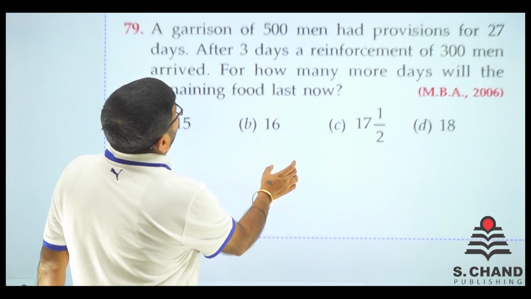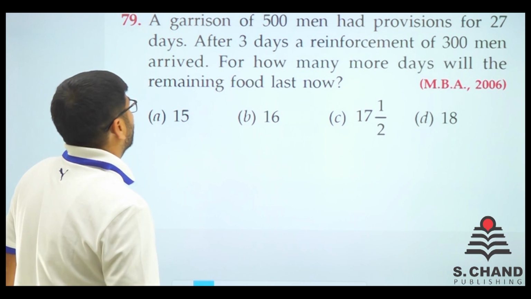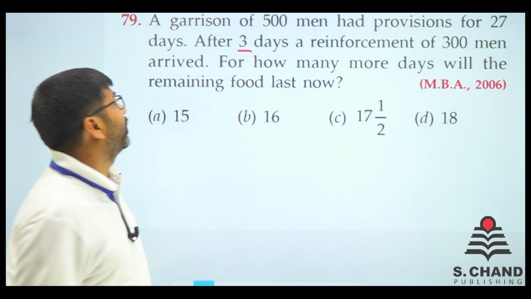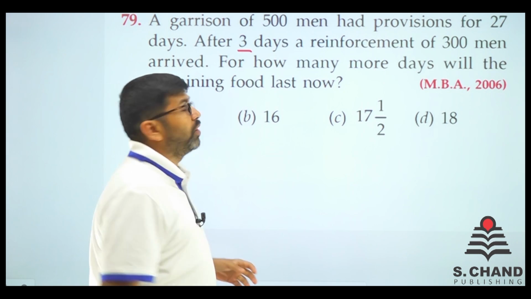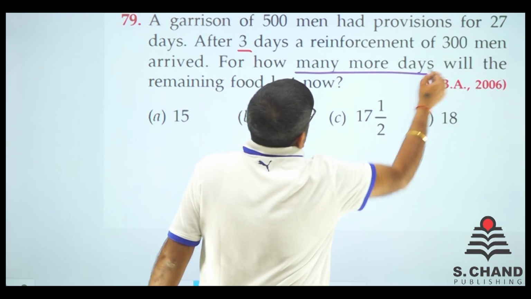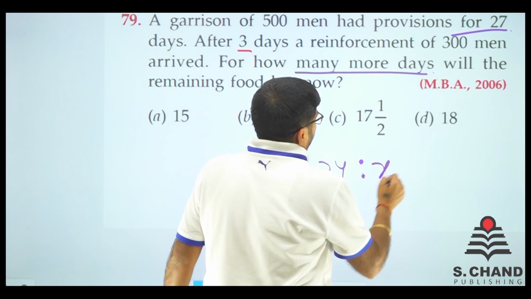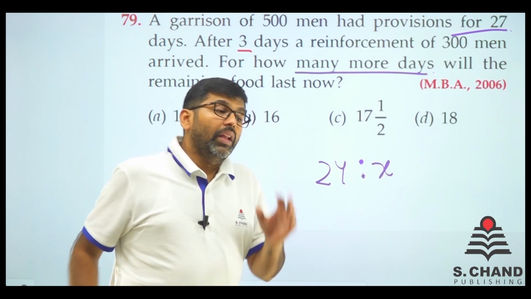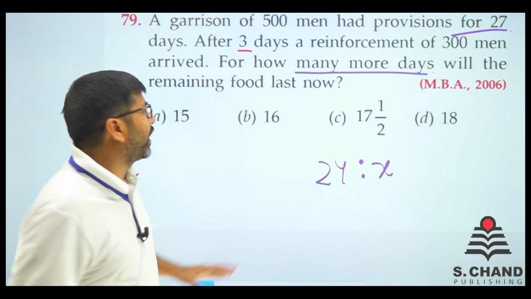A garrison of 500 men had provisions of 27 days. After 3 days, so now 3 days are gone. So 27 minus 3, 24 days are left. A reinforcement of 300 men arrived. For how many more days will the remaining food last now? Right? See, what we need is how many more days. Here we have 27 minus 3, 24 is 2x, right? Because whatever has been eaten, remaining are 24 days. अब तो सिर्फ 24 दिन रह गए हैं. तो 24 days में क्या होगा वो देखना है आपको.